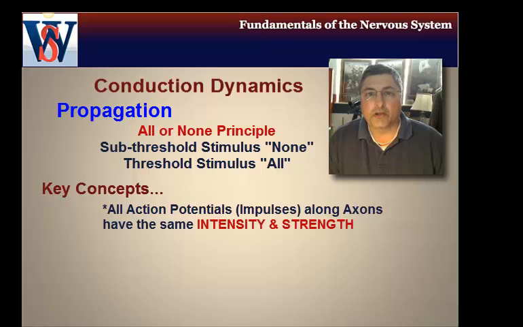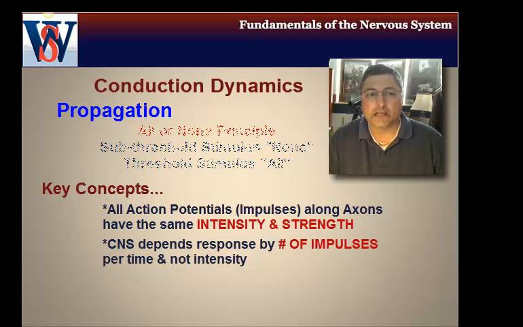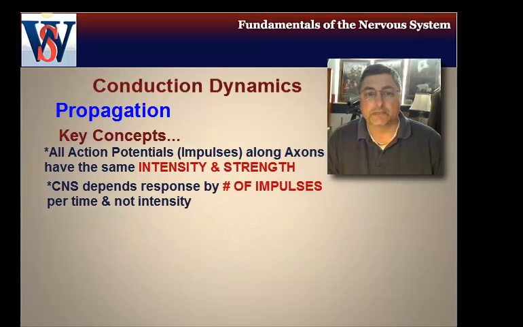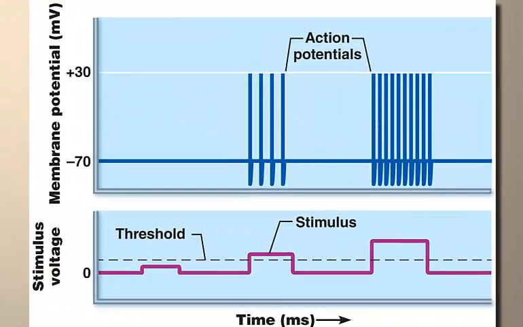So how does the brain recognize the different stimuli and determine appropriate responses? The central nervous system depends on the number of impulses per amount of time and not the intensity of a single stimulus to integrate the message. Thus, the greater the stimulus generated by the summing of the graded potentials at the axonal hillock, the greater the frequency of the impulses.